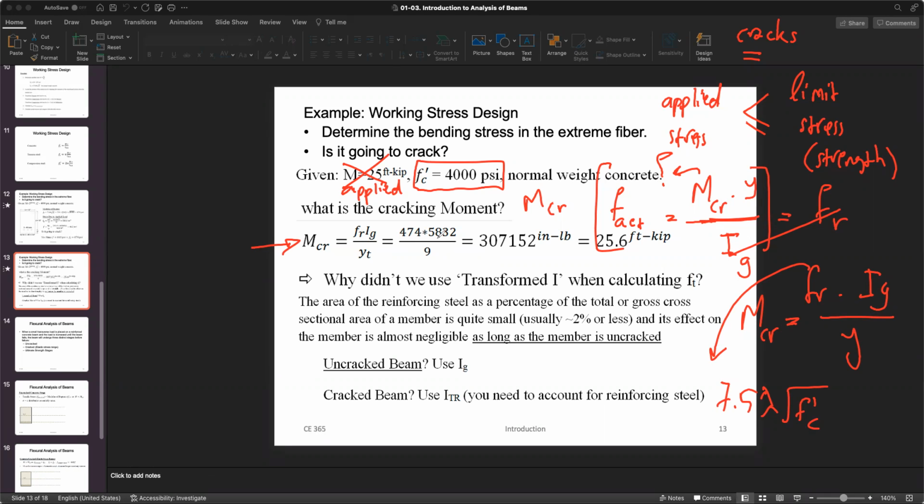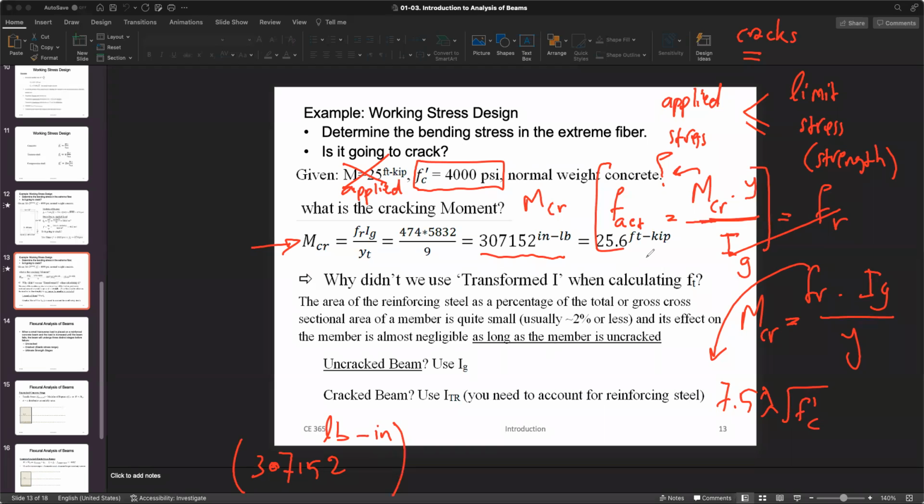474 psi, moment of inertia 5832, and y, which was the distance from the neutral axis, was 9 inches. So you just plug in everything here. This number would be in pound-inch. But if you want to show it in terms of kip-foot, right at the bottom, you have 307,152 pound-inch.